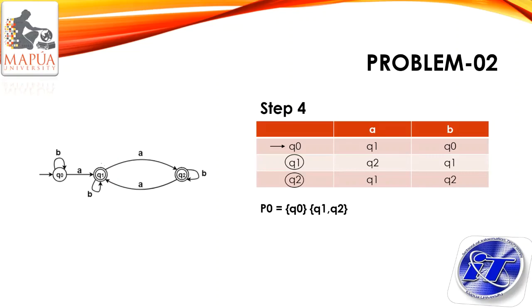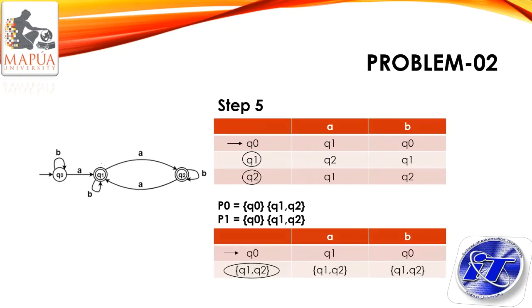So P1 is basically the same as P0. We stop analyzing the path since we already have the same groups as the previous equivalence. So now let's proceed with step 5. We're going to create the table for the minimized DFA.